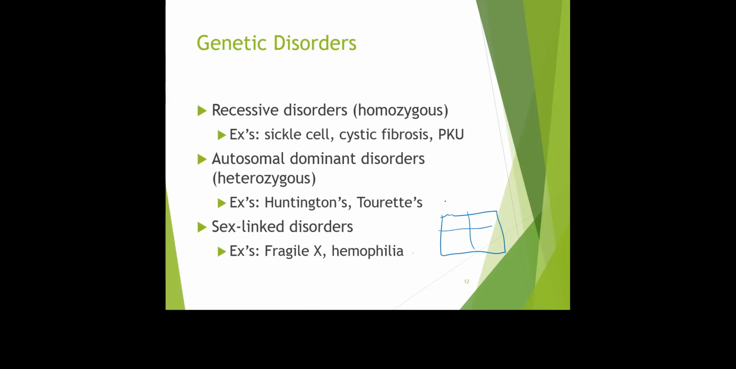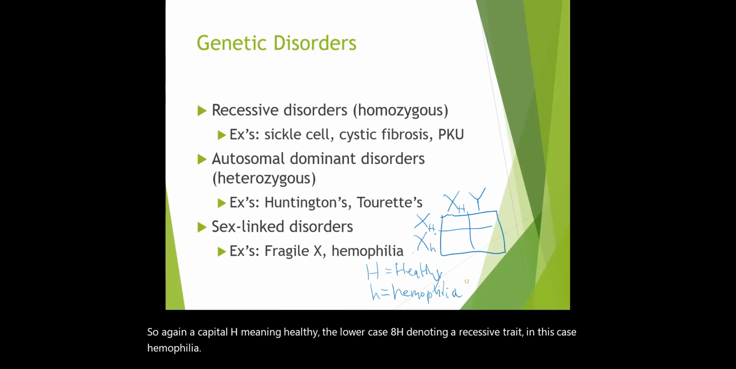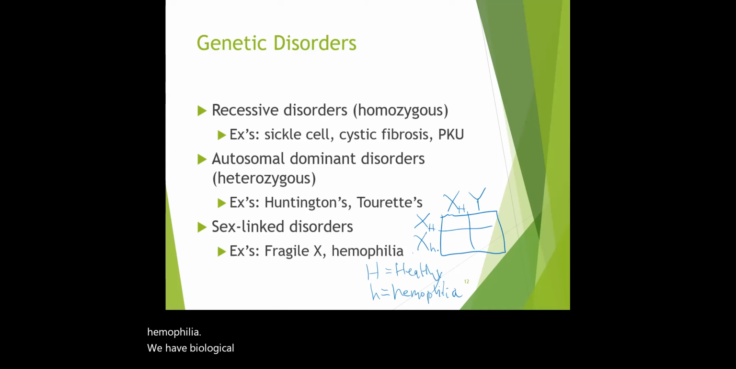So let's pretend, I think it's dad needs to be healthy. Mom needs to be a carrier. So again, capital H meaning healthy, the lowercase h denoting a recessive trait, in this case, hemophilia. We have biological mom who is healthy but is a carrier, and biological dad who is healthy, in terms of potential offspring.